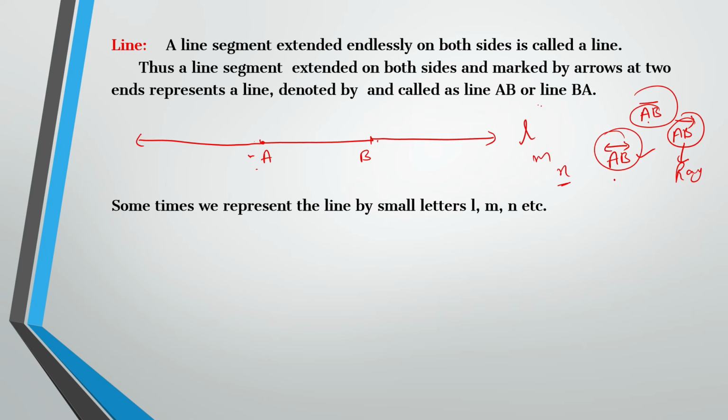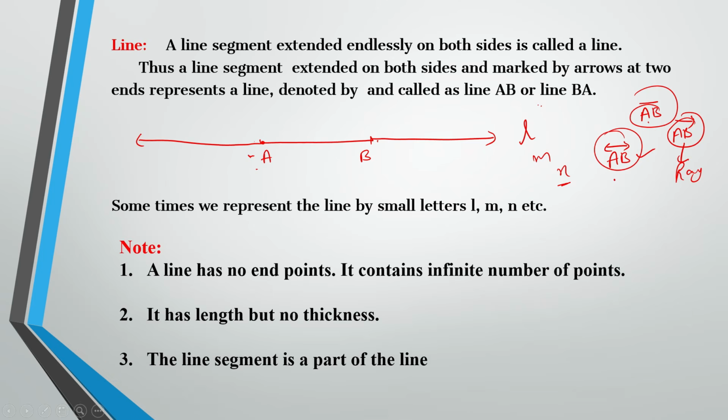How are we going to represent the line? We can represent the line by two symbol notation, using two points through which this line is passing. This is one case. The other way is one symbol notation, using a small alphabet. Is it clear? And how many endpoints does a line have? A line has no endpoint. It extends endlessly, so there is no end point. It contains infinitely many points, and it has length but no thickness. And a line segment is a part of a line. These are the three important concepts about the line.